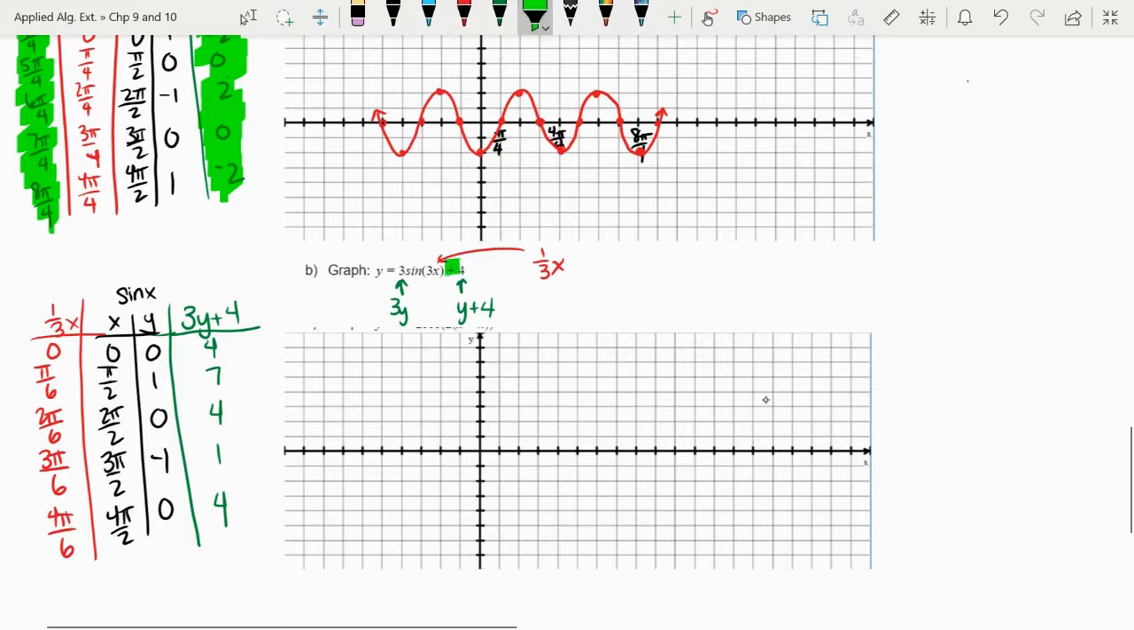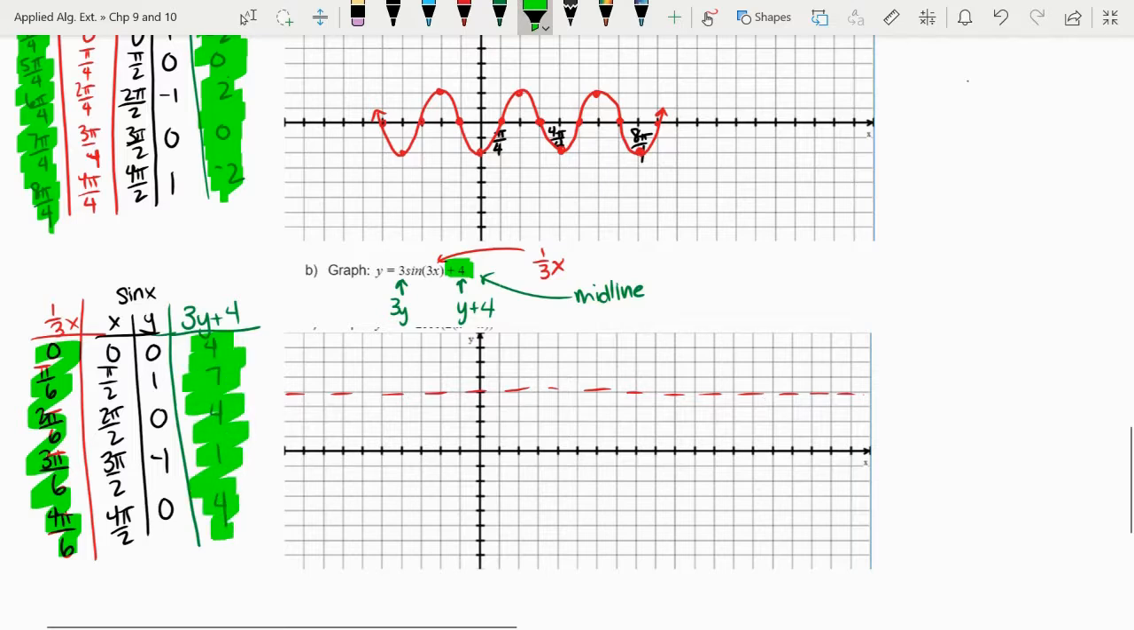Whenever there's a number on the end, I call that the midline, and I like to draw that onto my graph. So I know where the graph will be centered. So this one, our midline's up at 4, 1, 2, 3, 4. So we know our graph should always go evenly above and below this. And now I'm going to graph these points. And I see we're kind of counting by pi over 6's here.